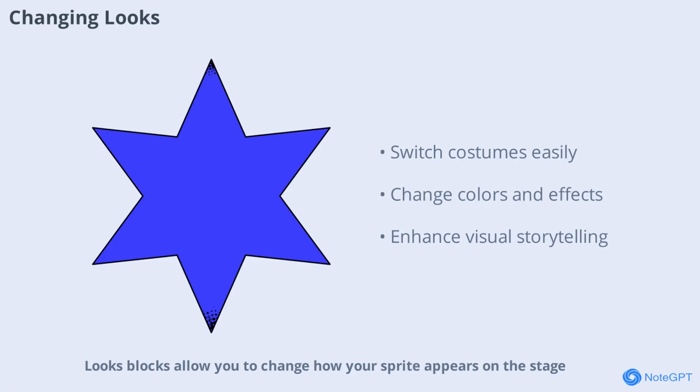Looks blocks allow you to change how your sprite appears on the stage. You can switch costumes, change colors, or add visual effects.